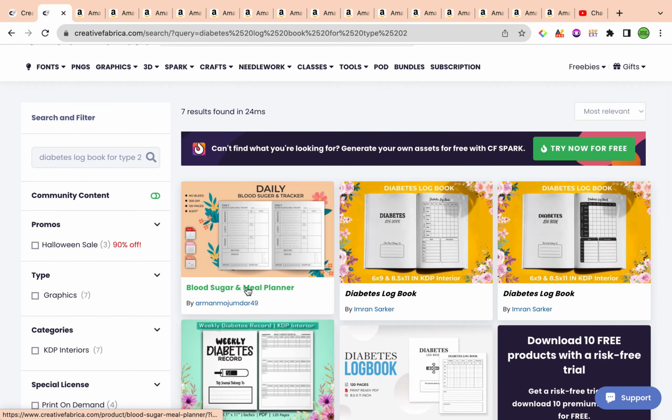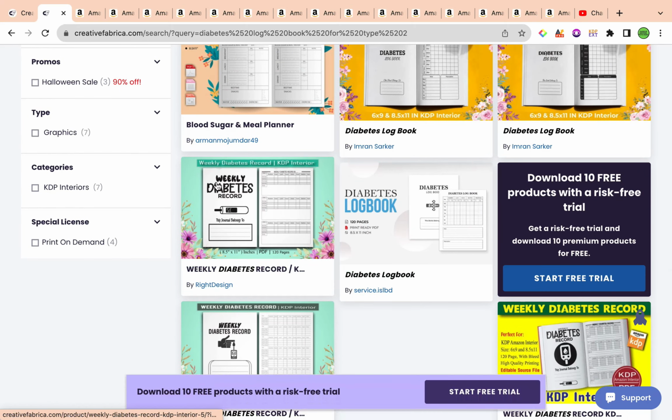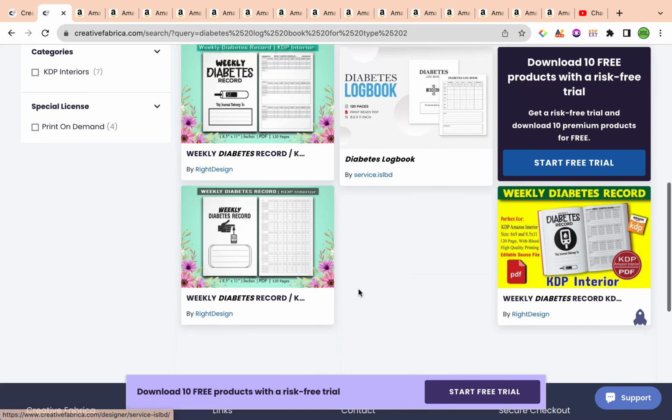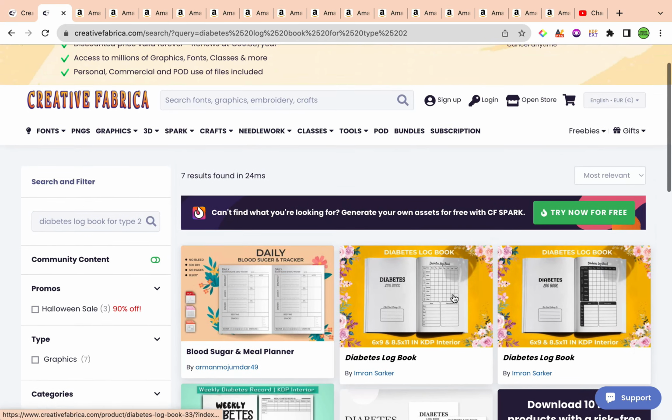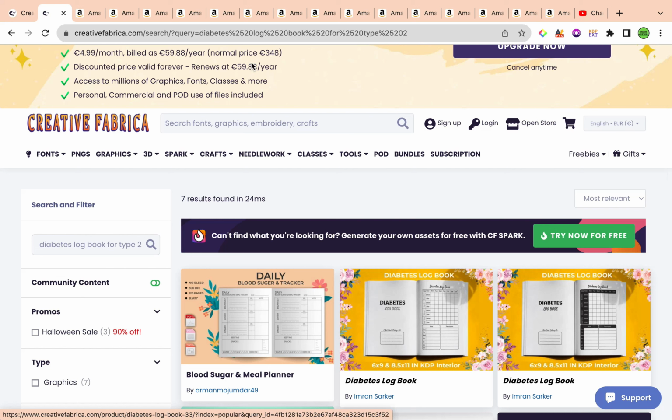We have a blood sugar and meal planner as well. We have a diabetic logbook. We have a more weekly diabetics record as well for that. Now, it's up to you whether you decide to do a daily or a weekly as well. Of course, the more detailed, the better it is, because people like to have an extra value. So in this case, maybe adding a meal planner would be ideal. Maybe adding some hacks, some strategies would be nice as well for that.